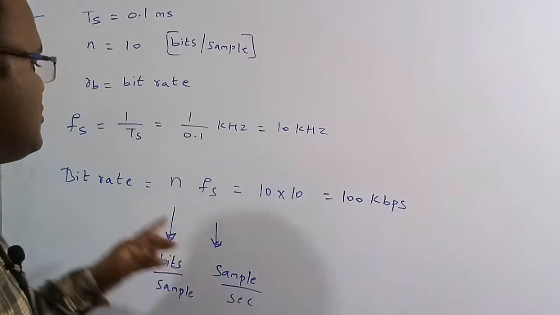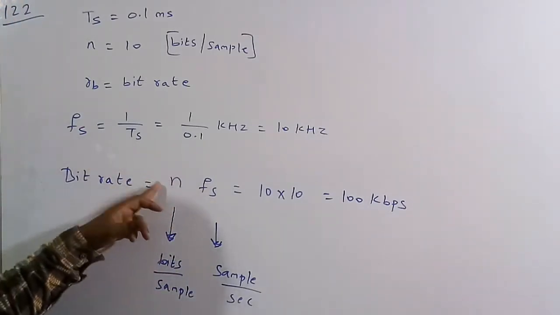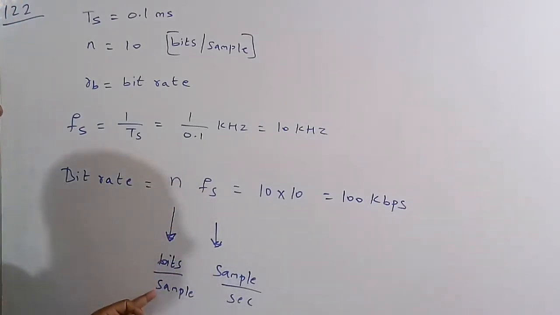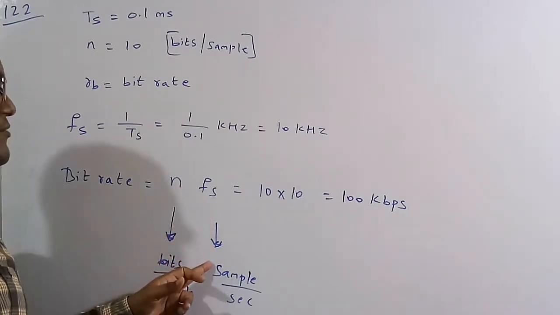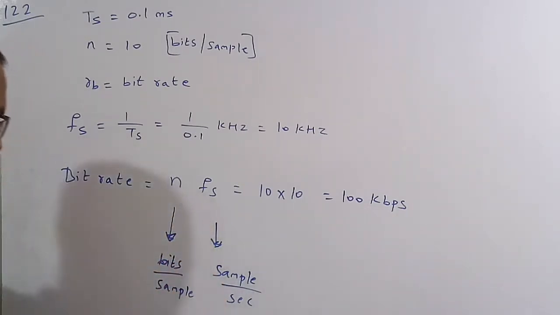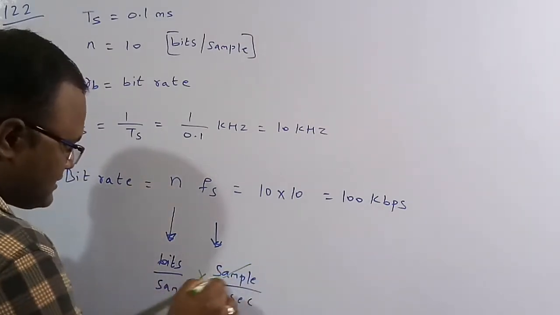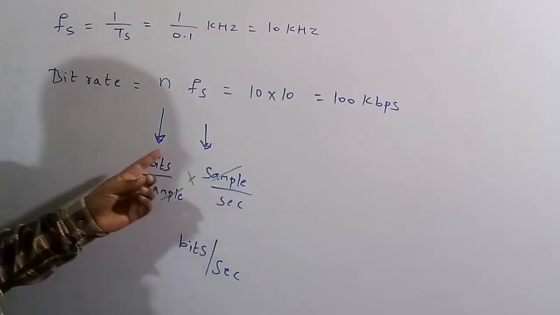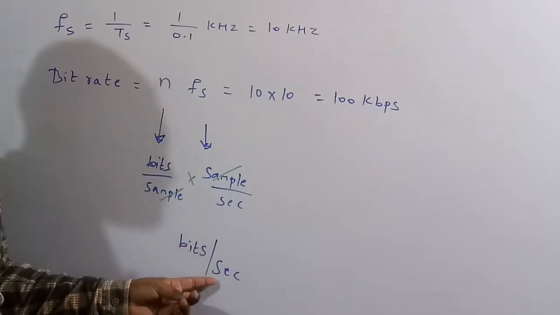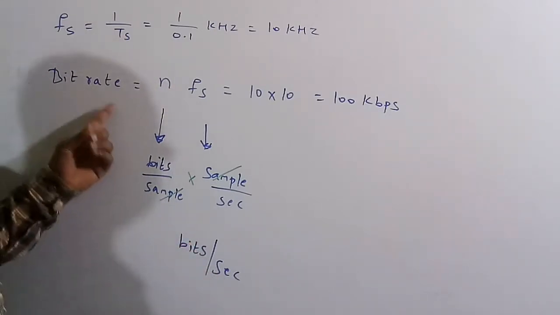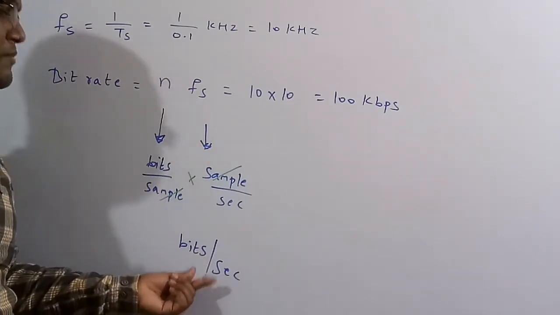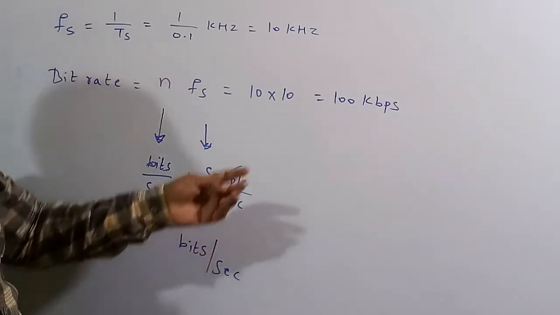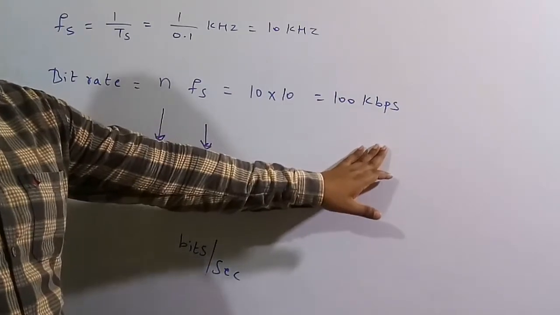See, the unit of n is the number of bits per sample, and the unit of fs, the sampling frequency, is the number of samples per second. So if you multiply both, the sample is going to get cancelled. Therefore bits per second is going to remain. So the unit of the bit rate is bits per second. These many bits are traveled in 1 second. Therefore 100 kbps is the correct solution of this question.